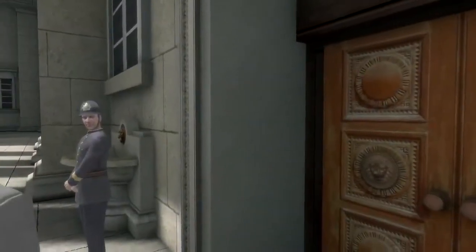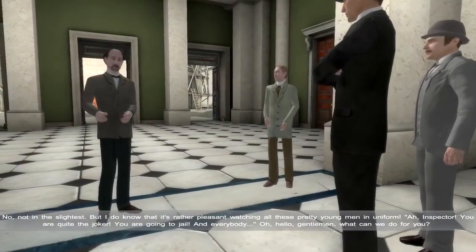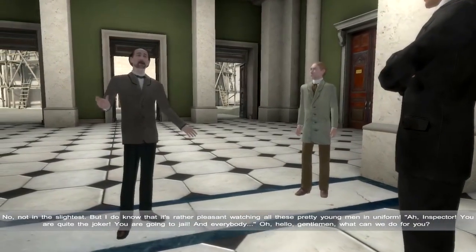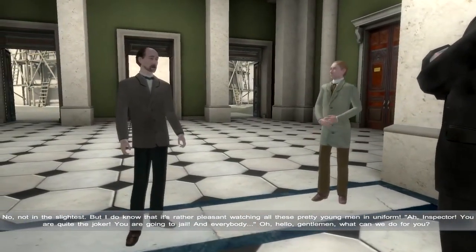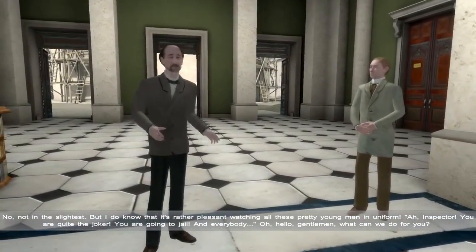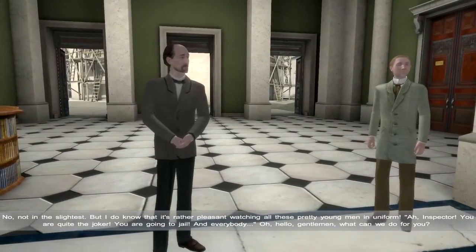Okay, and this, if I remember this correctly... And you have no idea what's going on? No, not in the slightest, but I do know that it's rather pleasant watching all these pretty young men in uniform. Our Inspector, you are quite the joker, you are going to jail, and everybody... oh, hello, gentlemen, what can we do for you?